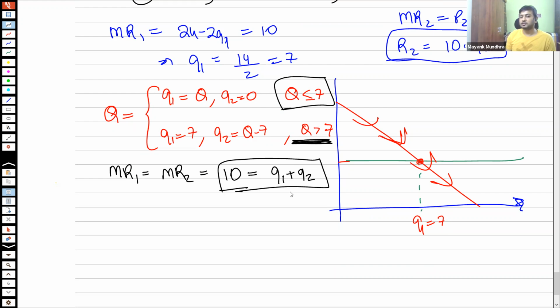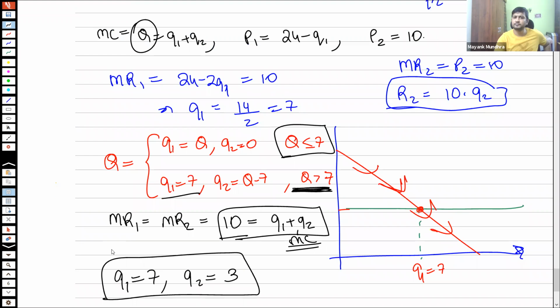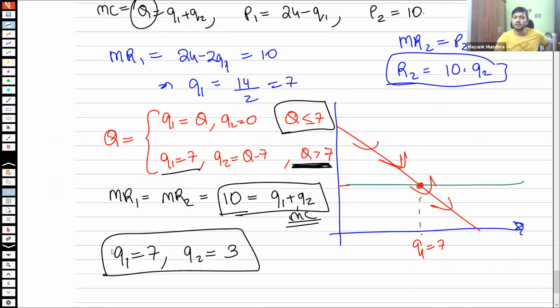Right? So this is my marginal cost function. Marginal cost is capital Q, which is Q1 plus Q2. So Q1 plus Q2 must be equal to 10, which basically gives me that Q1 must be equal to 7 and Q2 must be equal to 3. Okay, so Q1 is 7 and Q2 is 3. Fine.